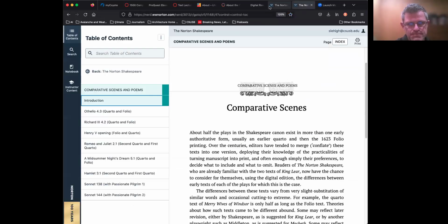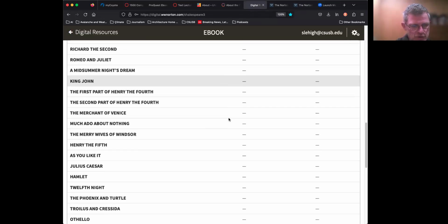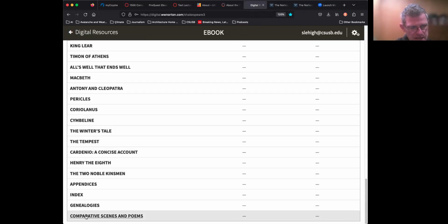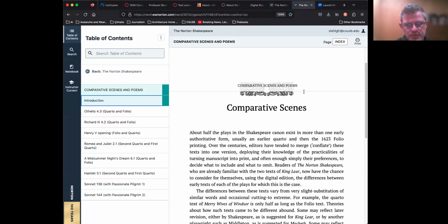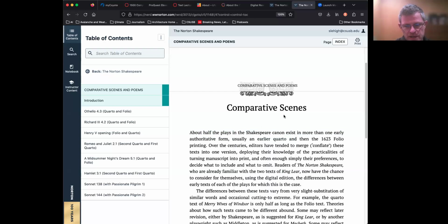So for instance, in the ebook, here's the table of contents. These are all the plays, right? And there's an interesting section at the end called comparative scenes and poems. So if I click on that, it opens this up, and it says this: about half the plays in the Shakespeare canon, the authoritative list of Shakespeare's texts, exist in more than one early authoritative form, usually an earlier quarto, and then the 1623 folio printing.